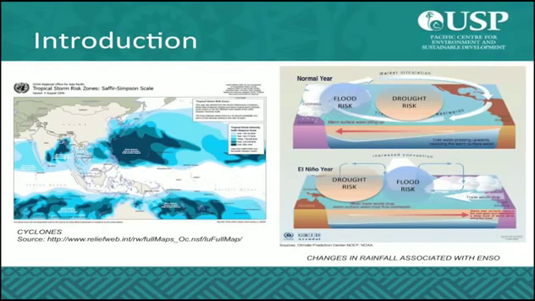The distribution of drought, floods, and cyclones is partly controlled by the ENSO phenomenon. For example, during normal or La Niña years, the flood risk is located on the West Pacific, while the drought risk is more on the Central Pacific, as you can see on the map on the right-hand side. On the contrary, during El Niño years, the drought risk is in the Western Pacific, while the flood risk is in the Central Pacific.